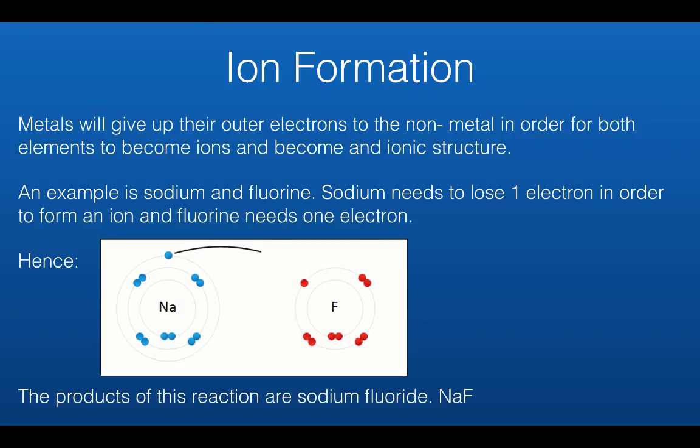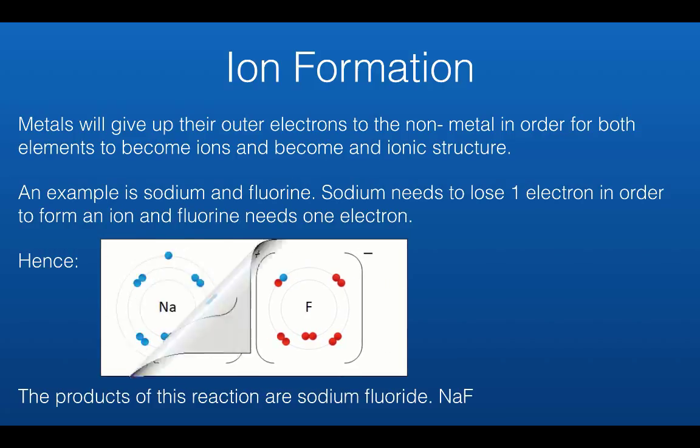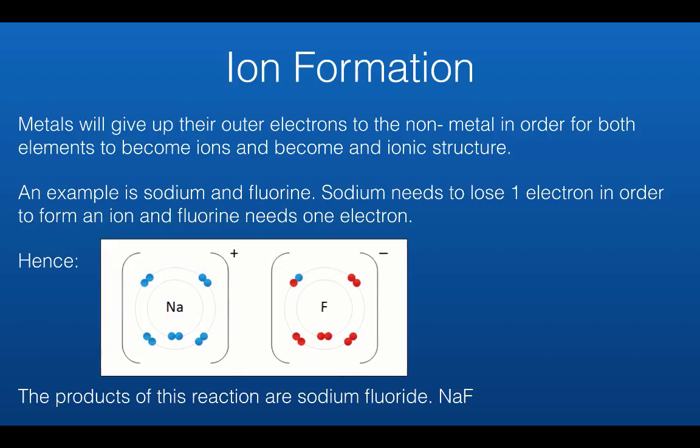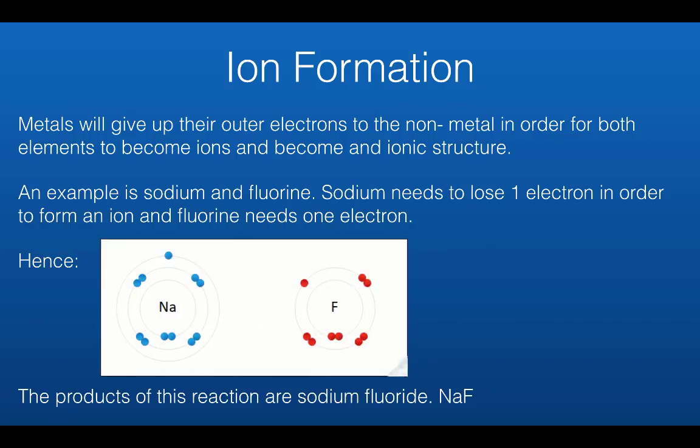For ion formation, metals will give up their outer electrons to the non-metal in order for both elements to become ions and to form this ionic structure. An example is sodium and fluorine. Sodium needs to lose one electron in order to form an ion, and fluorine needs one electron. Hence, the product of this reaction is sodium fluoride.